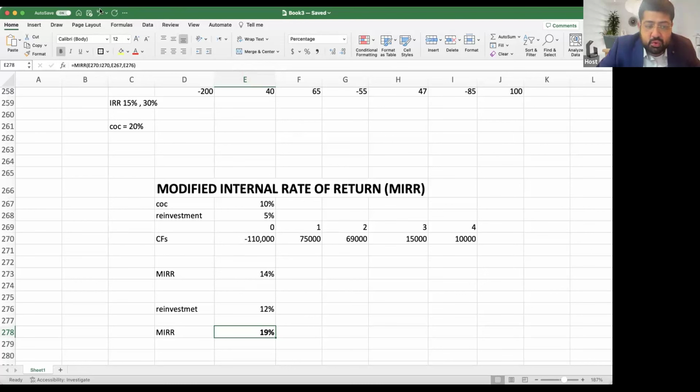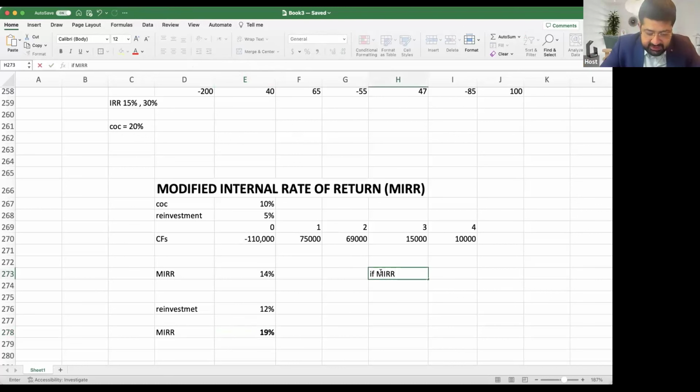Anyone, any question, any problem, any issue? Again, if the MIRR of a project is greater than its cost of capital, we say accept the project.